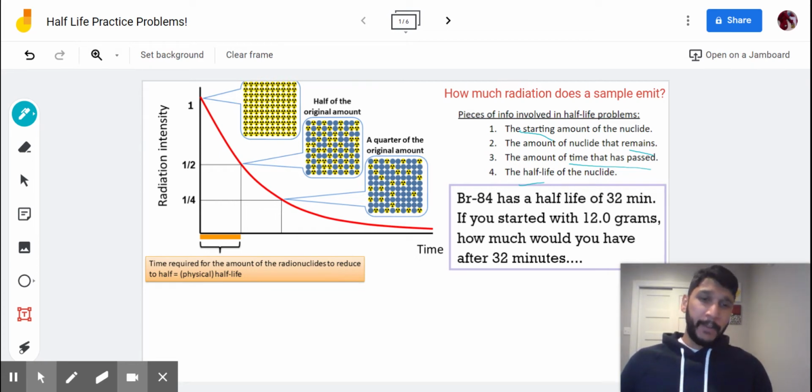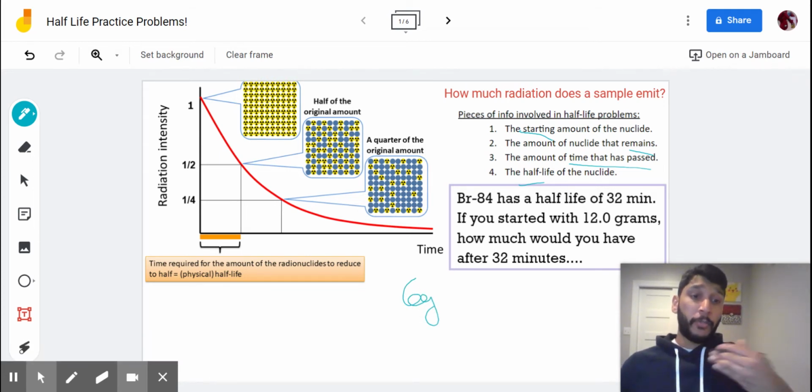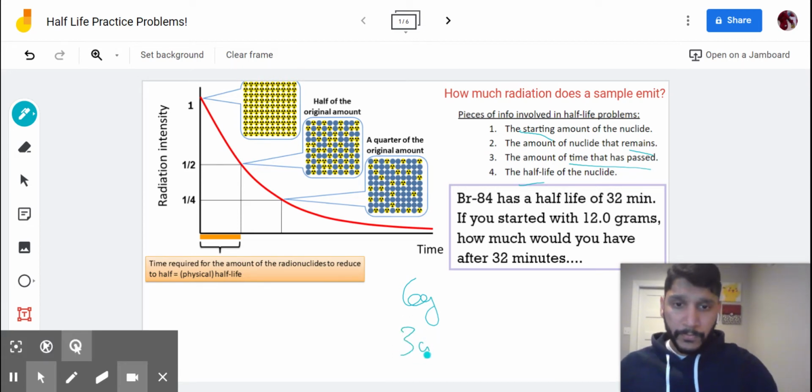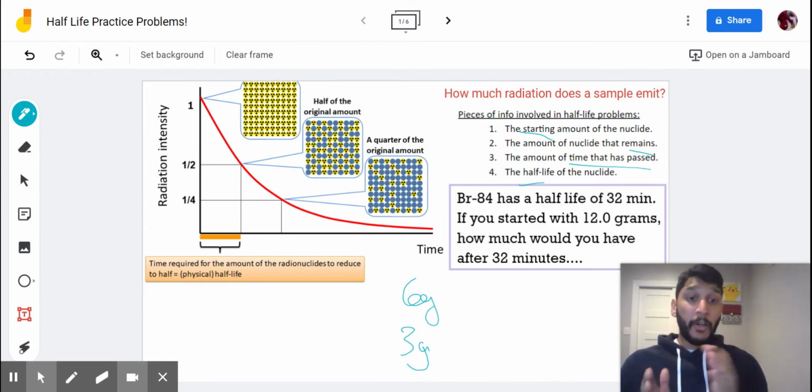So keeping that in mind, if we had a substance like bromine-84, just a random one, with a half-life of 32 minutes, and you started off with 12 grams of that substance, how much would you have after 32 minutes? Half-life, half the sample decays, so we're going to be left with 6 grams. After another 32 minutes passes, half of the sample is going to decay, and half of it's going to remain. So we're going to be left with 3 grams. And if another 32 minutes passes, half of it would decay, so we'd be left with 1.5 grams.